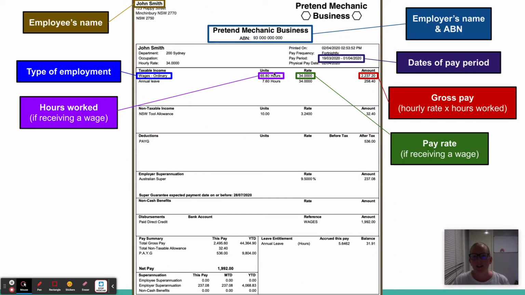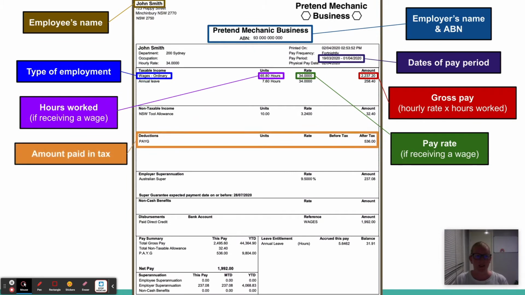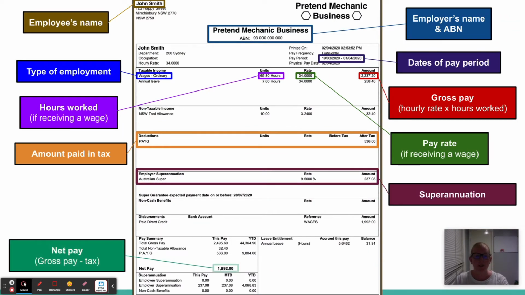By multiplying those two together, this purple one and this green one, that's how we get this gross pay up here. Now that isn't how much John Smith gets to take home because tax has to come out of that. And that is tax here in orange. That is referred to as PAYG, which means pay as you go. That's because tax gets taken out every single time you get a pay slip, or every single time you get a pay, tax comes out. So it's your gross pay minus your tax, and that gives you your net pay, which is down here in green. And that is how much that John Smith will receive in his bank account on payday.